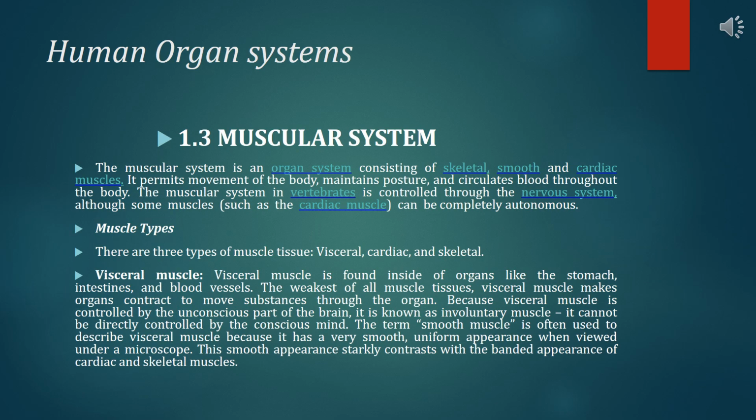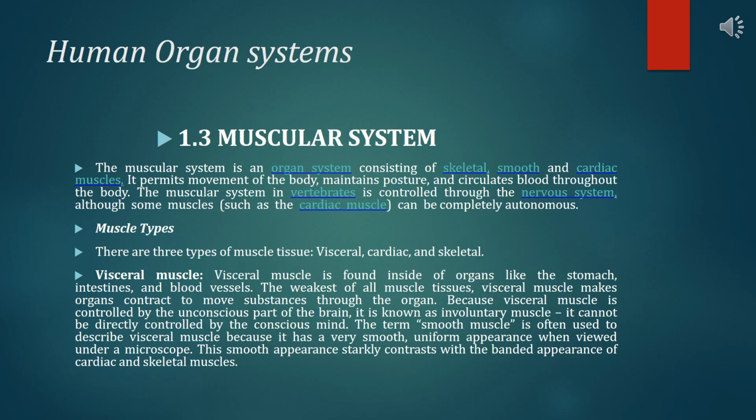Muscular system. The muscular system is an organ system consisting of skeletal, smooth, and cardiac muscles. It permits movement of the body, maintains posture, and circulates blood throughout the body. The muscular system in vertebrates is controlled through the nervous system, although some muscles, such as the cardiac muscle, can be completely autonomous.